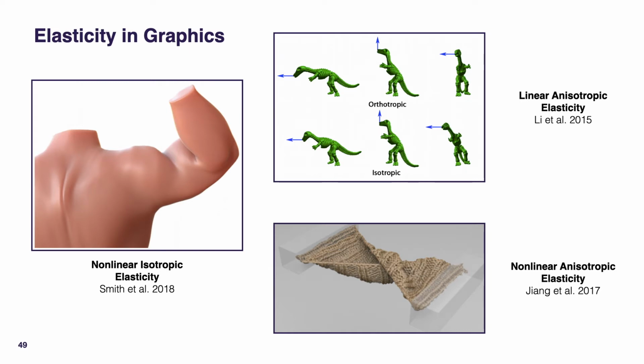As early as 2015, Li et al. introduced an approach for modeling linear orthotropic materials to moderate success, as you can see above right, and more recently, Jiang et al., yes that Jiang, introduced in 2017 a method for modeling the anisotropic response of cloth, and it's this work that AnisoMPM builds on for its anisotropic elasticity.